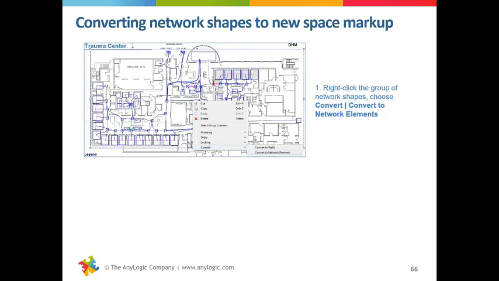AnyLogic 7 allows you to convert network shapes from previous versions to the new space markup. Just select the network shapes, right-click, and select Convert to Network Elements.